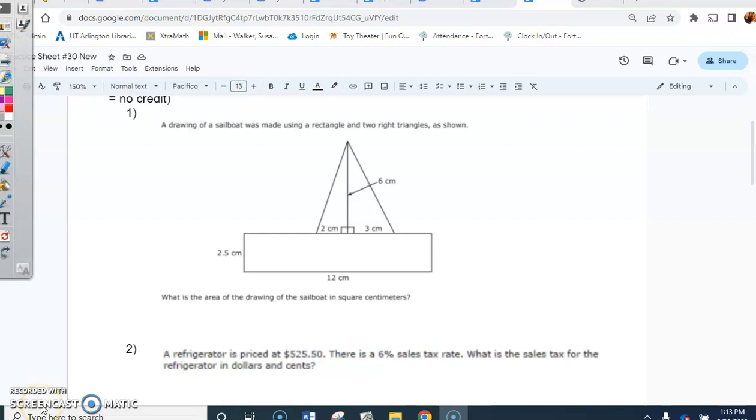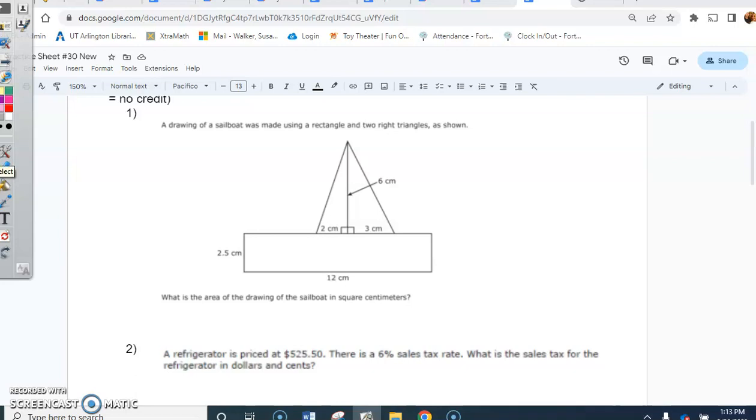Hey everyone, we are on practice sheet number 30. Notice this is a little bit of a short one this week. This says, a drawing of a sailboat was made using a rectangle and two right triangles as shown. What is the area of the drawing of the sailboat in square centimeters? Okay, square centimeters, that's just talking about the units. Officially, we don't just say centimeters, we will say centimeters squared.